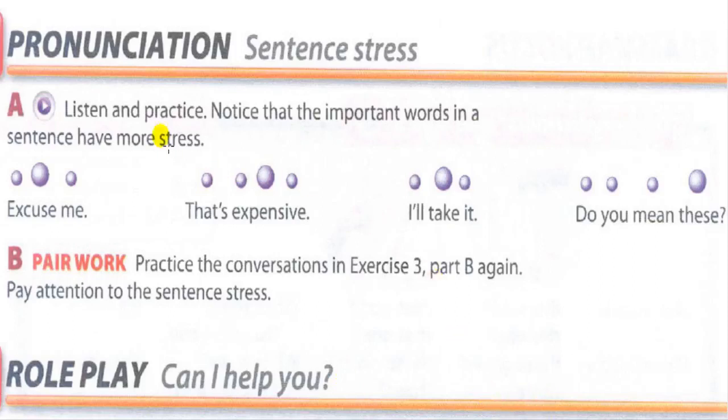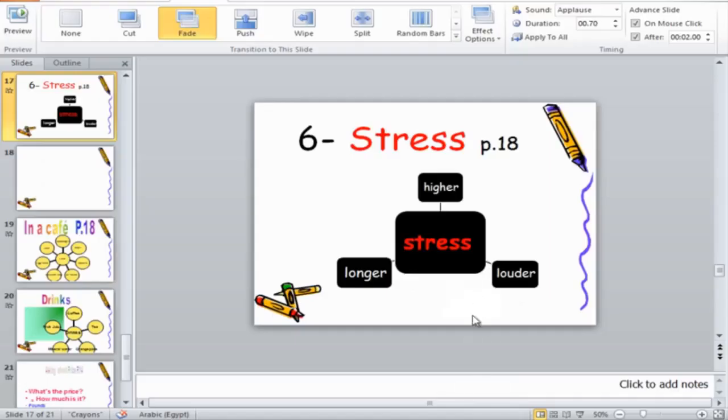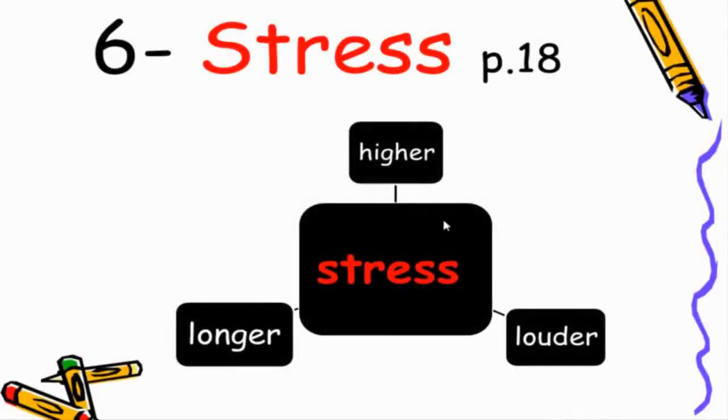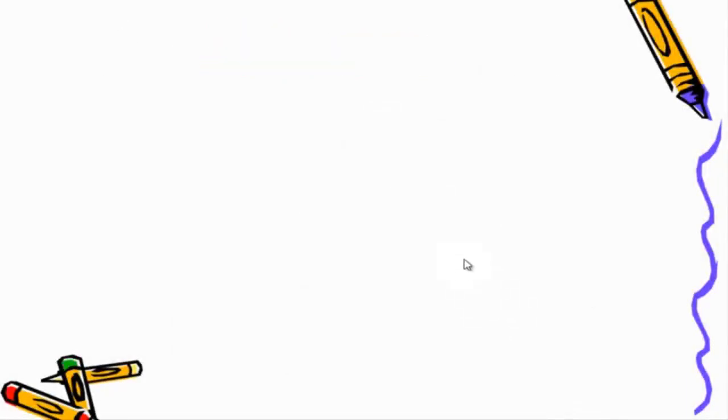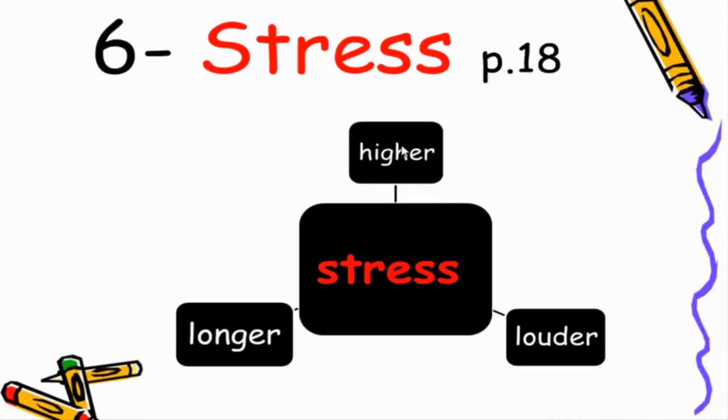Page 18, exercise 4, pronunciation, sentence stress. Part A, listen and practice. Notice that the important words in a sentence have more stress. Excuse me. That's expensive. I'll take it. Do you mean these? Stress makes the sound longer, higher, and louder. This is stress. Why do we stress some words?